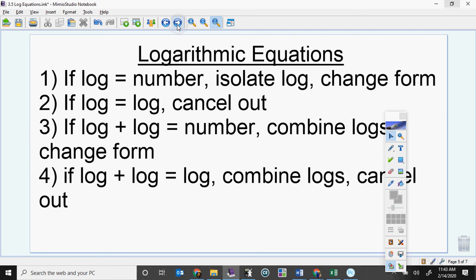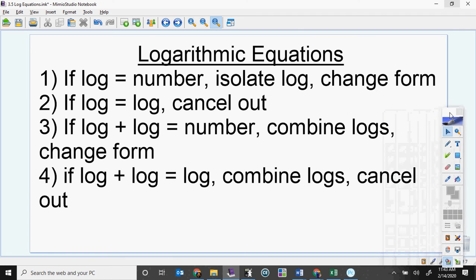If I have a logarithmic equation, well, we have some cases. So first case is, well, what if we have log equals a number? Well, if I have log equals a number, I just get the log by itself and change its form, change to exponential form. If I have log equals log, my logs cancel out. If I have log plus log equals a number, I'm going to combine my logs and then change the form.